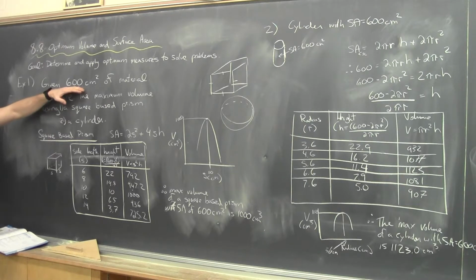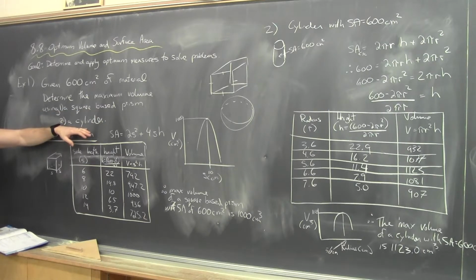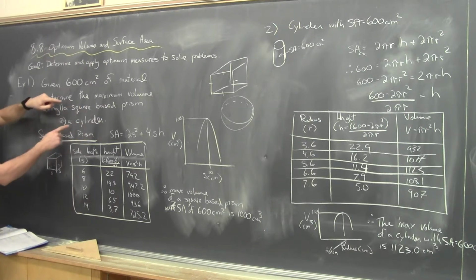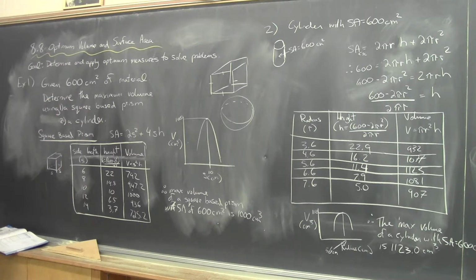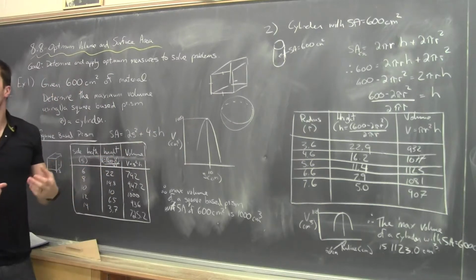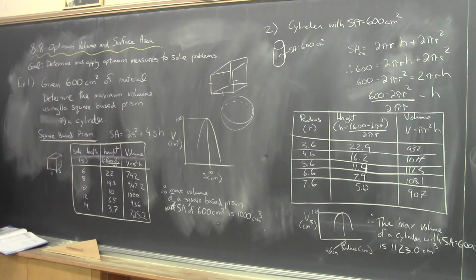It says, given 600 centimeters squared of material, determine the maximum volume using a square-based prism and a cylinder. Before we even do that, who can tell me which one is actually going to give us more volume, a square-based prism or a cylinder? Which one do you think? A square-based prism. Okay, why? Remember what we're comparing here: a square-based prism to a cylinder. Which one could give you the maximum volume? A cylinder. Okay, why? Because a cylinder has a circle in its base.